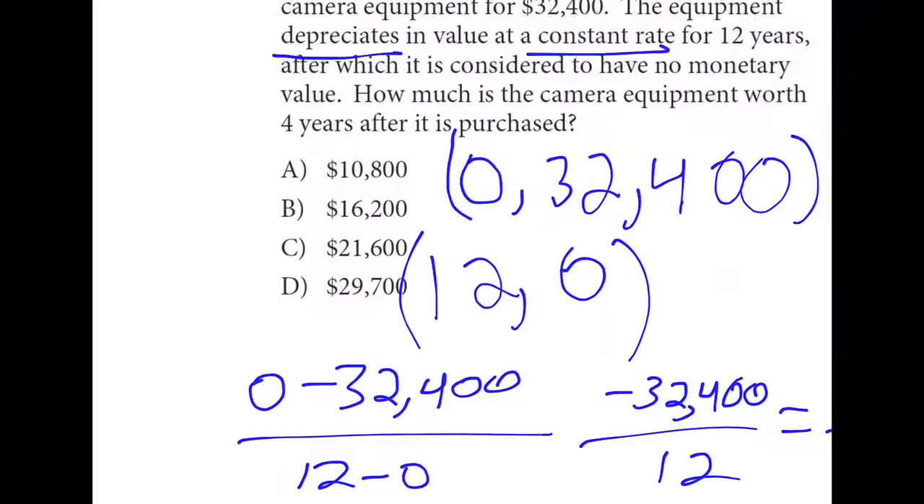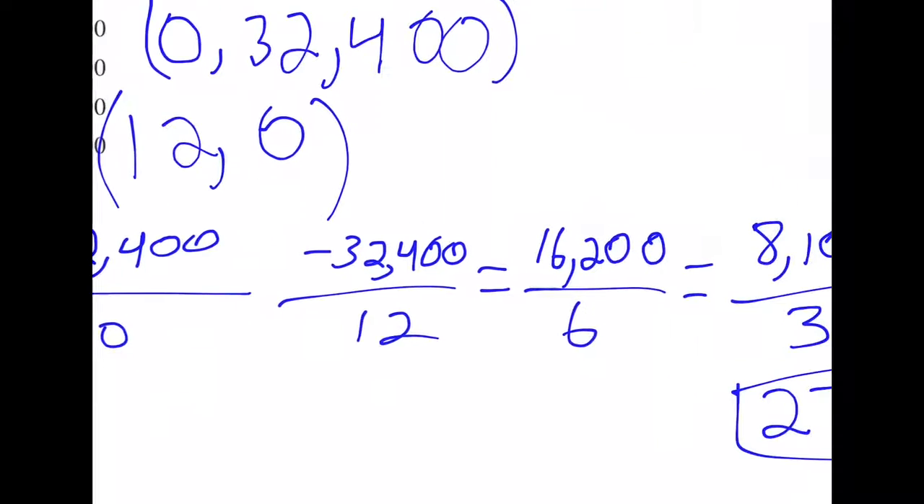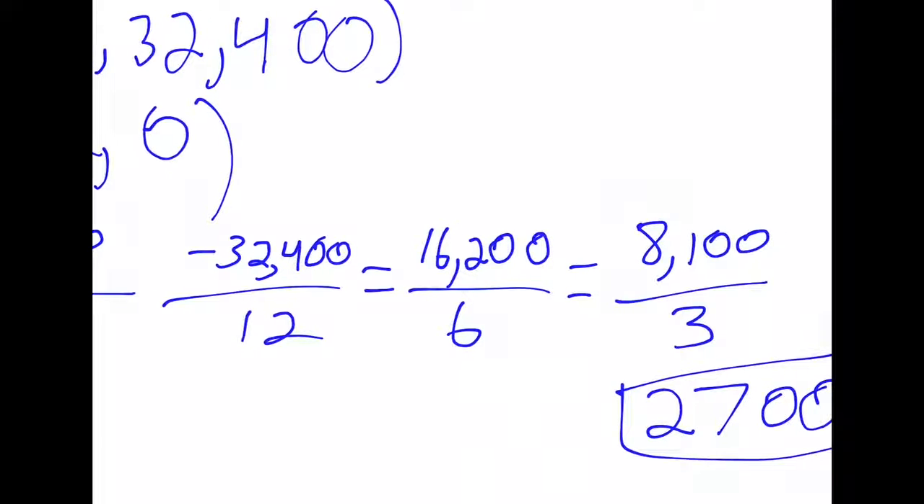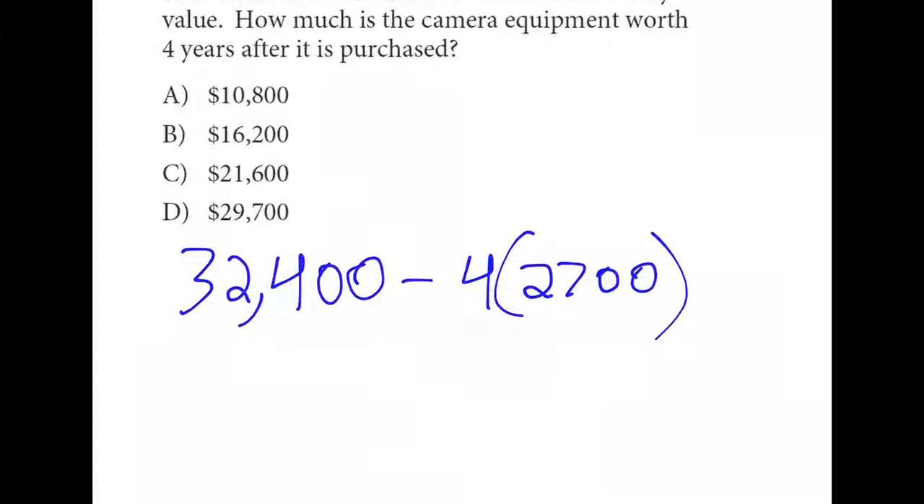$2,700 is the next piece of the puzzle, because that's how much the equipment depreciates in value each year. However, they wanted to know how much the equipment is worth 4 years after it's purchased. So what we do then is we start with the $32,400 and we subtract from this the average rate of depreciation per year multiplied by 4.